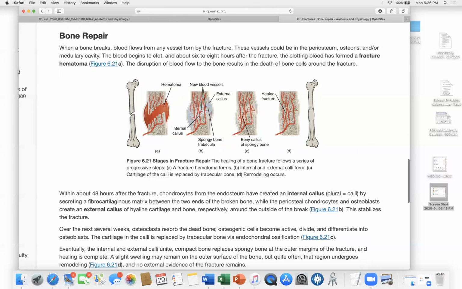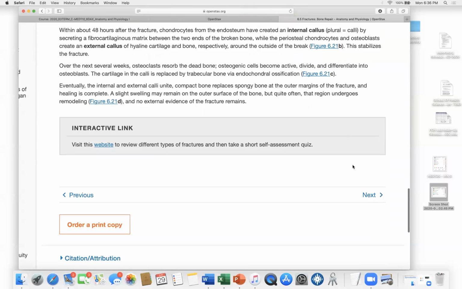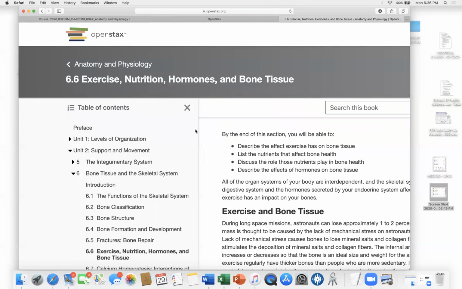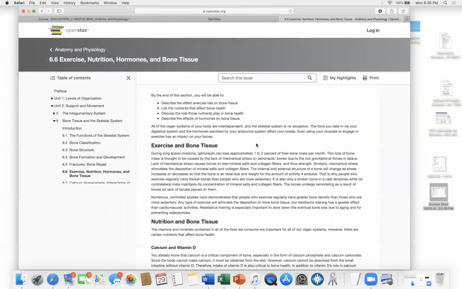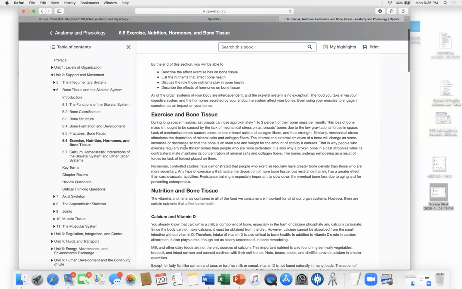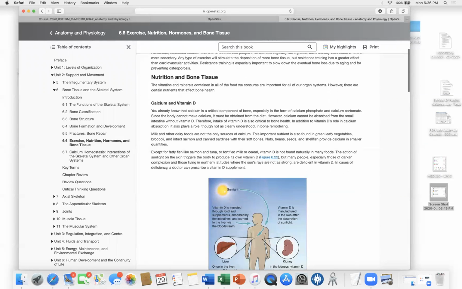Not like the movies. I used to watch Kung Fu movies a lot when I was a kid, thinking that, oh, they broke their bone, they get stronger somehow. No, that doesn't work that way. Exercise and bone tissue, and we already talked about nutrition and bone tissue. We kind of alluded to calcium and vitamin D.